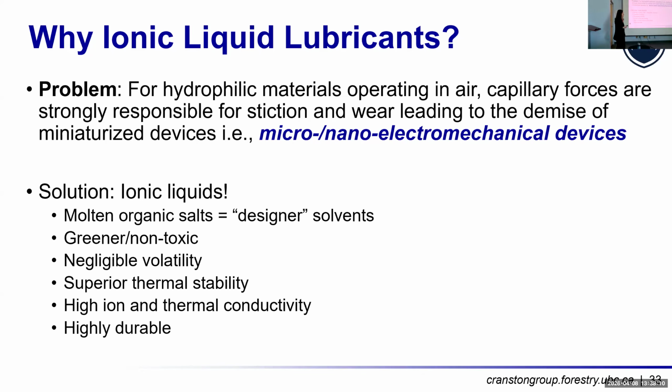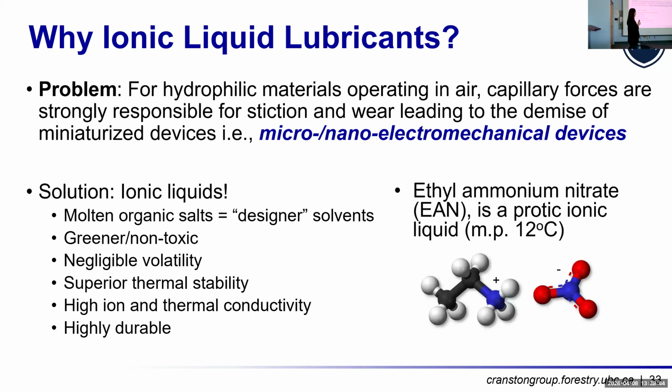We think that using these molten salts, which are greener and considered non-toxic, will work well, because they are not volatile, so they're not evaporating over time. They have really good thermal stability and conductivity, and they're highly durable, so they can handle this kind of friction and rubbing of mechanical parts next to each other. For those that aren't familiar with ionic liquids, they are exactly that. They are not a salt solution. They are just ions, but ions that don't pack very well, so that they stay molten or liquid at room temperature.